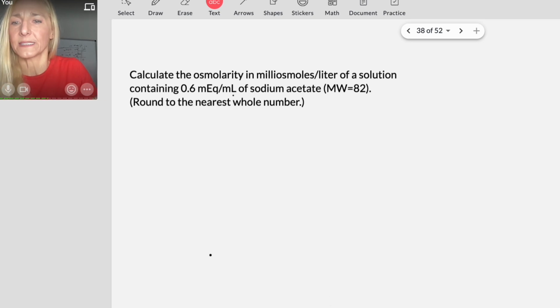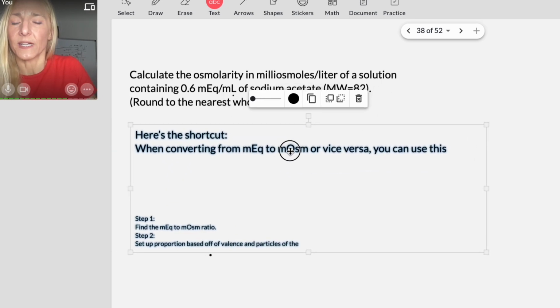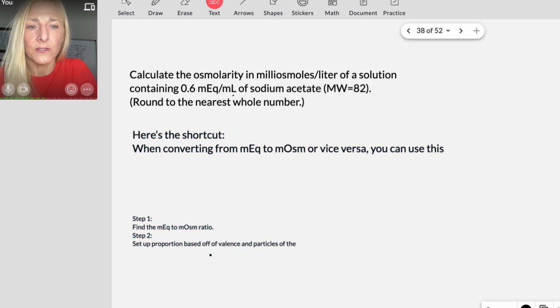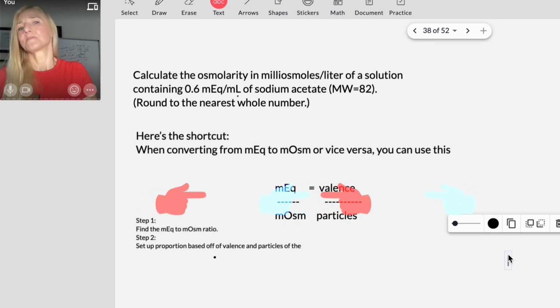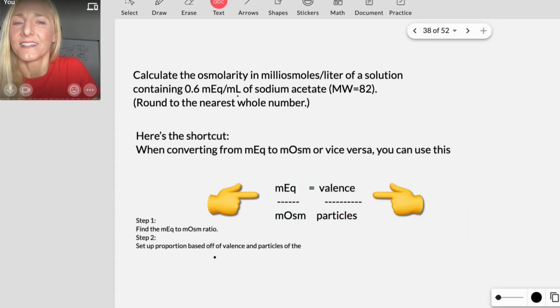What can you do instead? Here's a shortcut. When converting from milliequivalents to milliosmoles or vice versa, we can use this: milliequivalents over milliosmoles equals valence over particles.